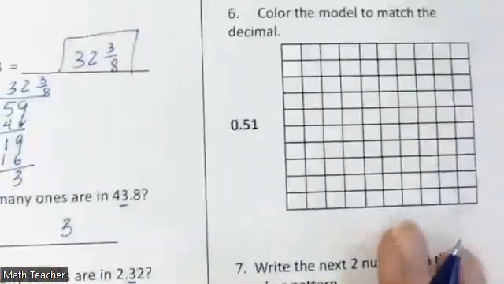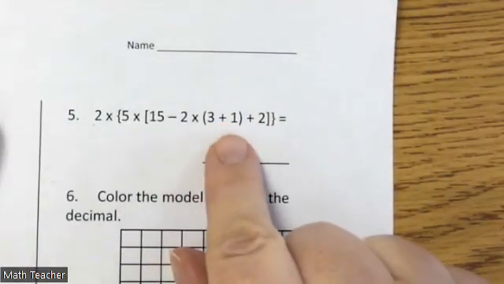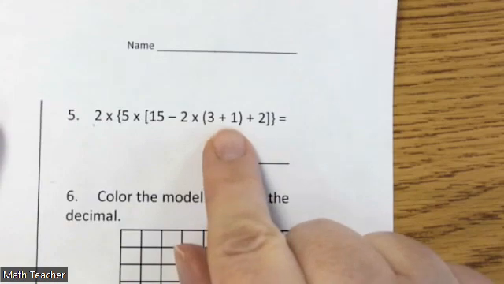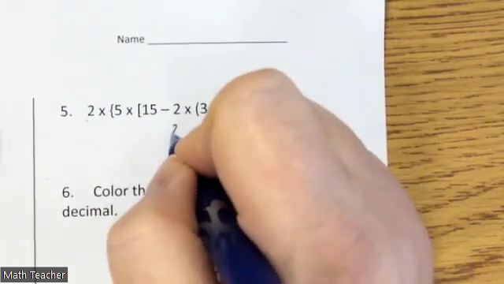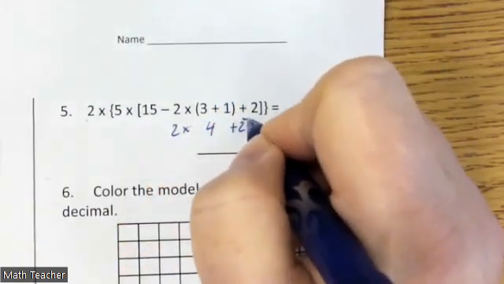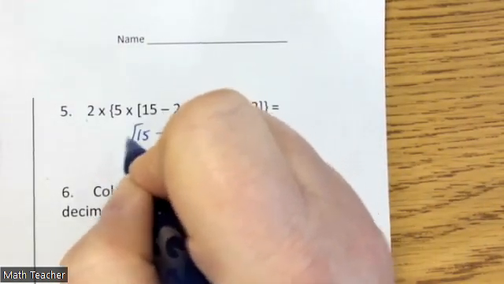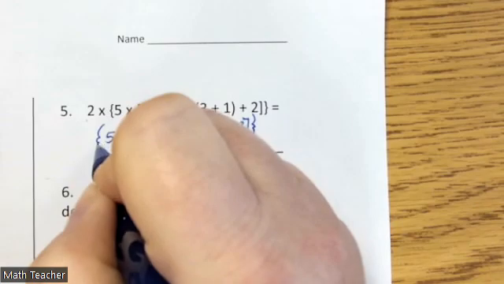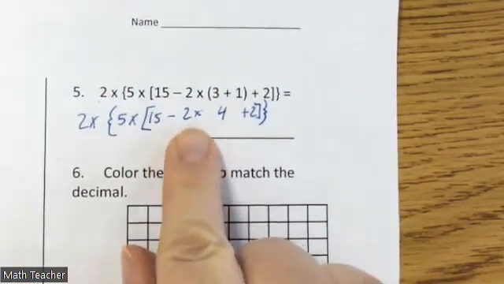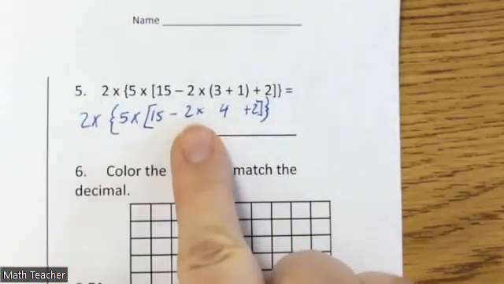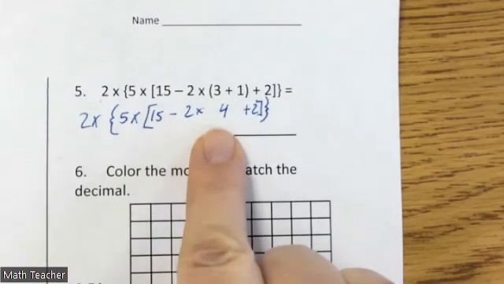Number 5, we have an order of operations problem. And we have multiple sets of grouping symbols. And whenever we have that, we need to work from the inside out. So we'll start with the 3 plus 1, which is 4, and then bring everything else down. And then inside of the brackets, we need to follow the order of operations. So we have multiplication first. 2 times 4 is 8.